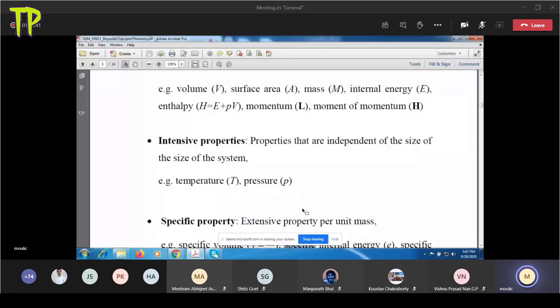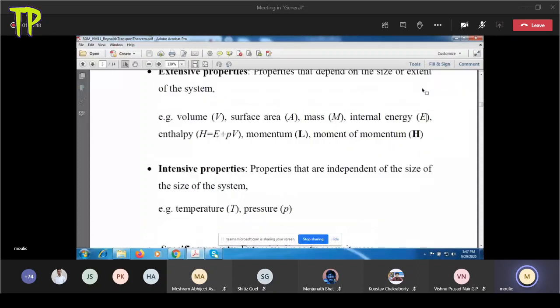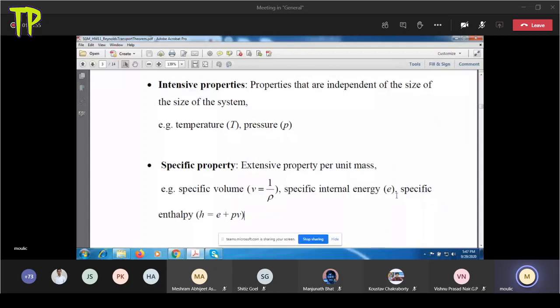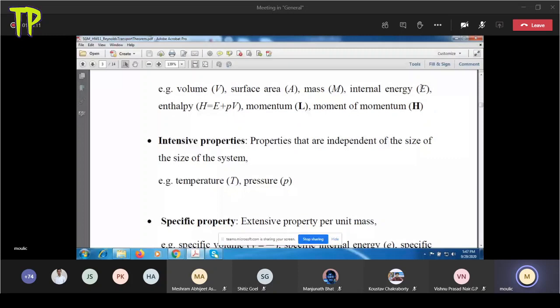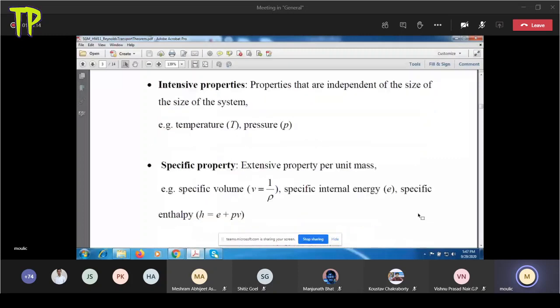Similarly, corresponding to this internal energy, usually the notation is that extensive properties are denoted by uppercase or capital letters, and the corresponding specific properties are denoted by lowercase or small letters. So small e will be internal energy per unit mass, or specific internal energy. The SI unit of capital E is joules. This will be joules per kg.